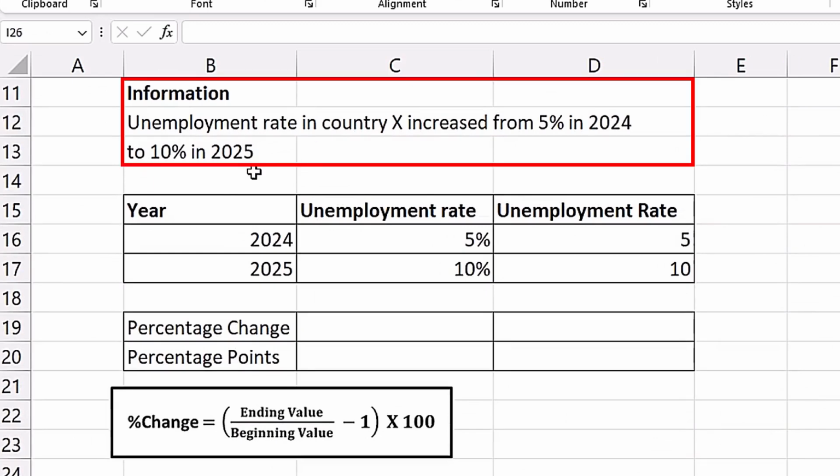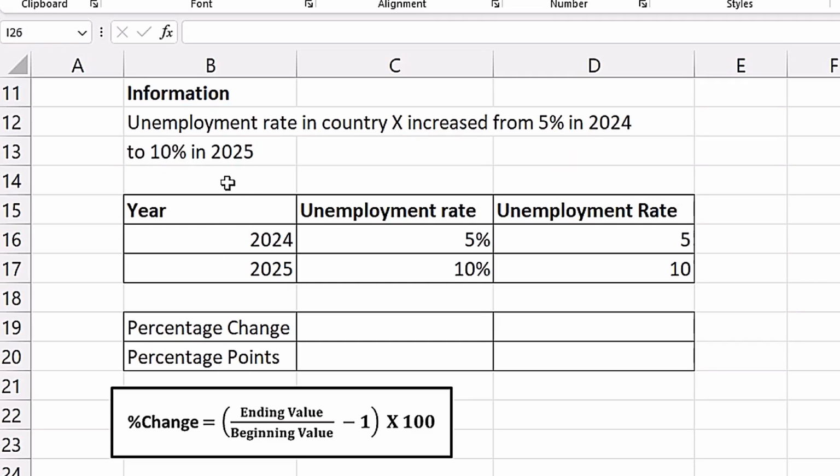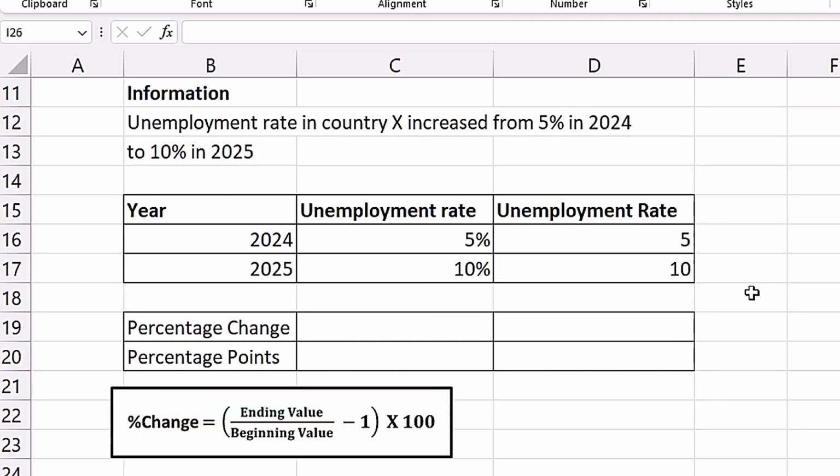I have this information here. Unemployment rate in country X increased from 5% in 2024 to 10% in 2025. I've actually translated the same information in tabular form here, so we are going to use this table. Now, because percentage change and percentage points are always confused, we're going to calculate all of them here so that we see the difference between the two.